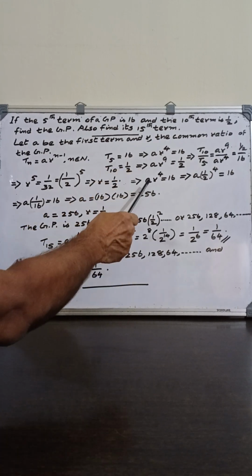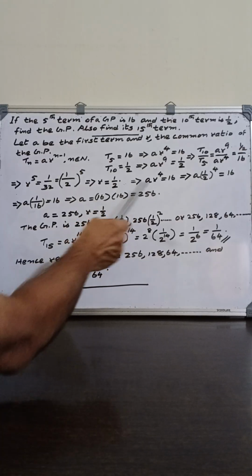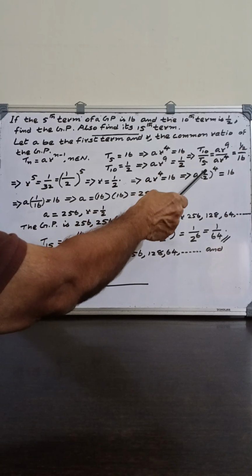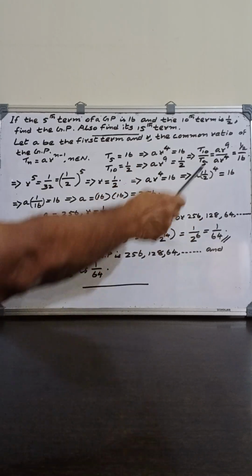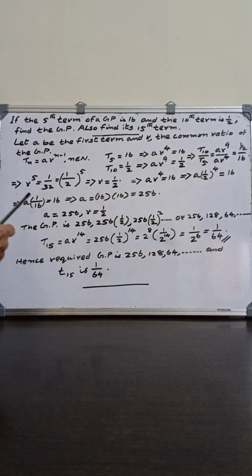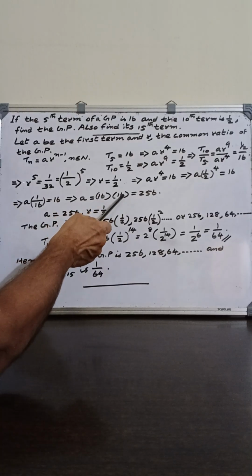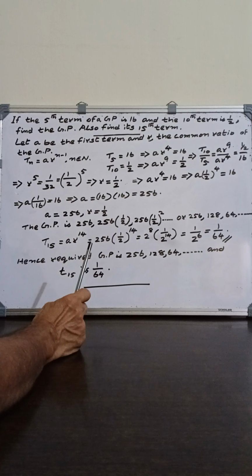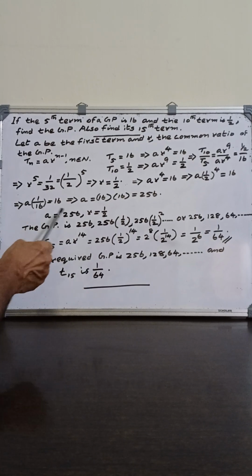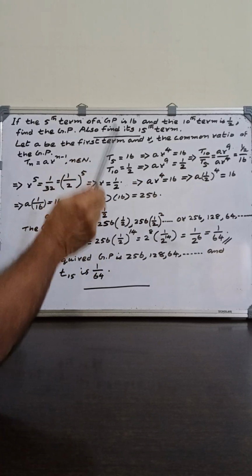That is, A R raised to 4 is 16, that is the first equation. There we can substitute R: A into 1 by 2 raised to 4 equals 16. 1 by 2 raised to 4 is 1 by 16. Therefore, A into 1 by 16 equals 16. That is A equals 16 into 16, 256. Thus we traced A equals 256 and R equals 1 by 2.